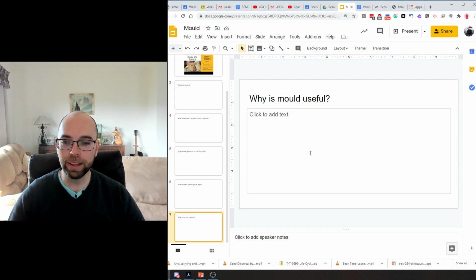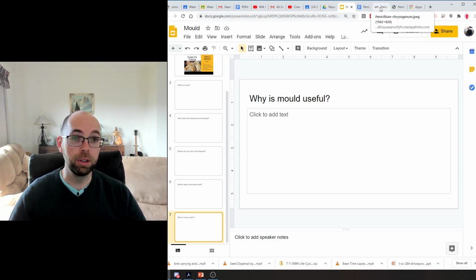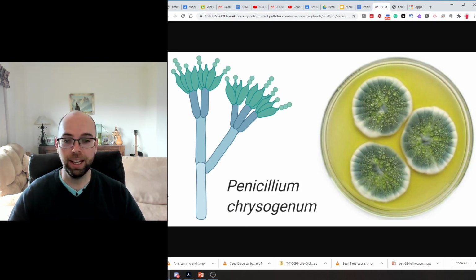Now, this week, we are learning one extremely useful thing that mold is used for. I've got a little picture of it here. The mold we're going to be learning about today is called Penicillium. Penicillium is this bluey green sort of color here. And this was a type of mold that has been used for one of the most important discoveries ever. We're actually going to have a look at that now and learn all about it.